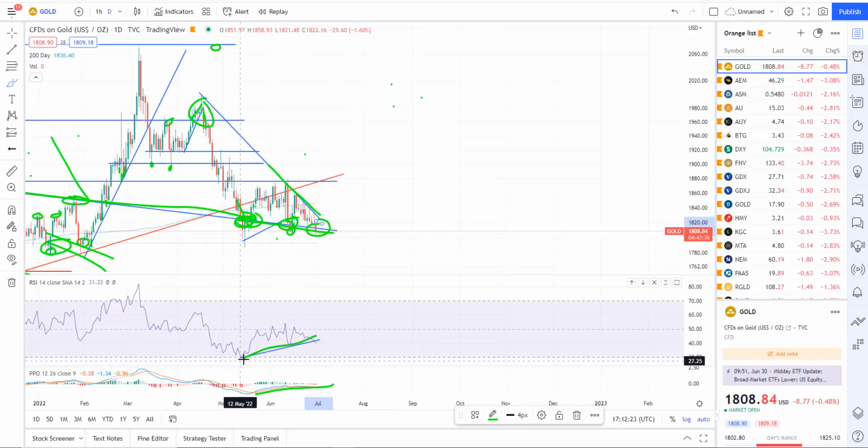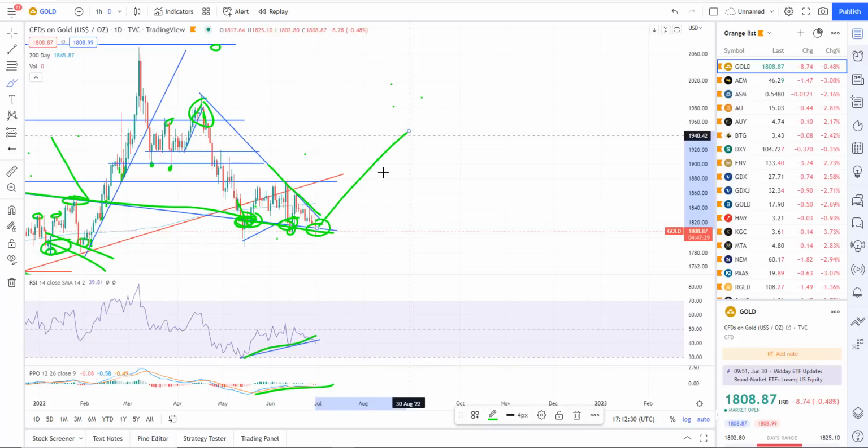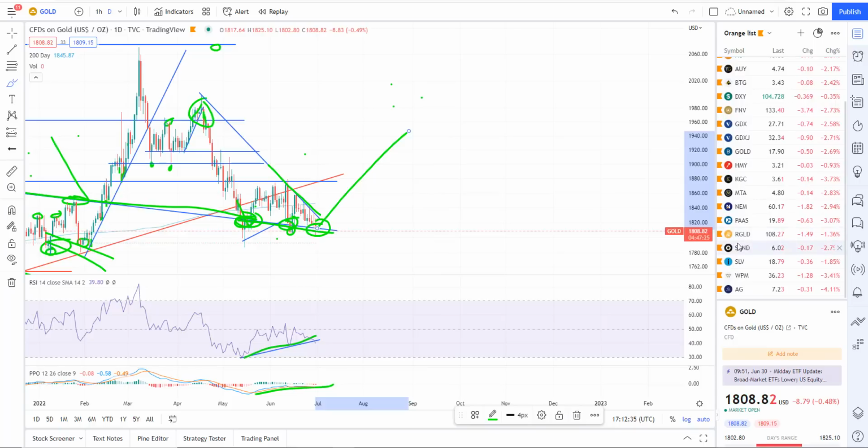We have bullish divergence on the momentum indicators. We are consolidating right there on support. So I think, any minute we're going to get that breakout. But again, we just have to wait and see, just wait for it.